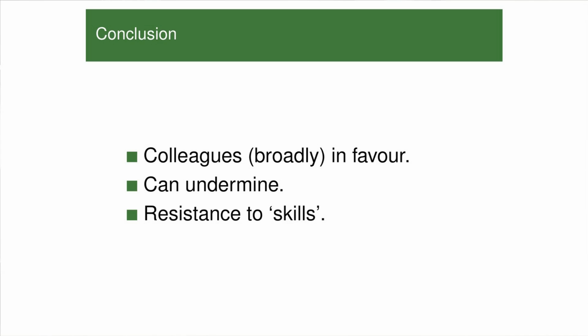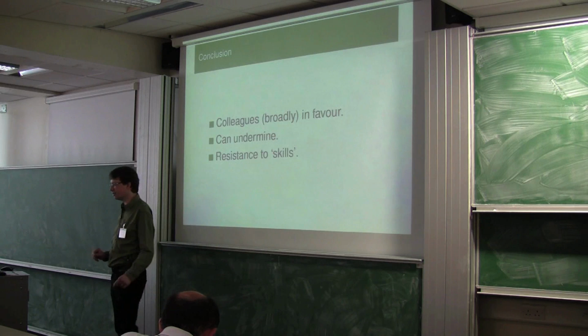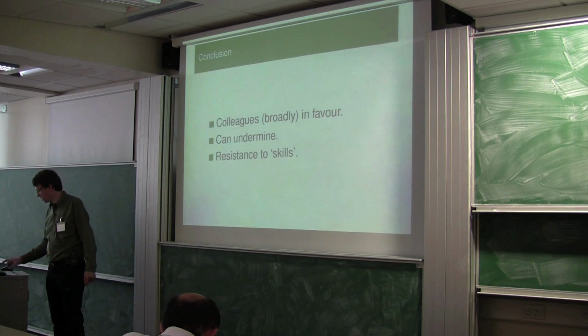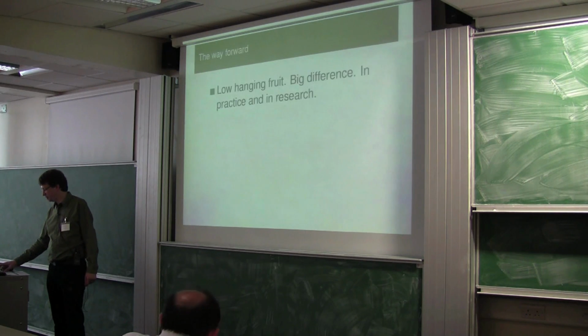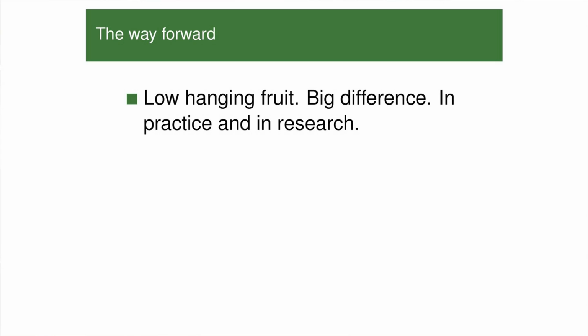And there is a certain resistance to skills. And once the word skills is used, people get a bit upset. So I think it's a good idea not to mention the word skills. Where should we go? This, as I said, low-hanging fruits. We can make a big difference here. I think there's not much been done in practice, and today we're going to see some examples of the practice. And there's not much done in research on writing mathematics.